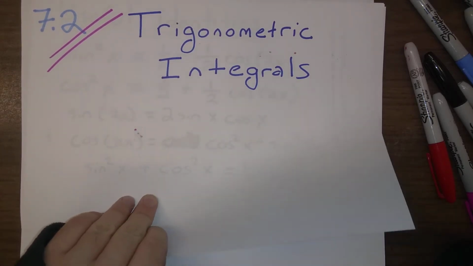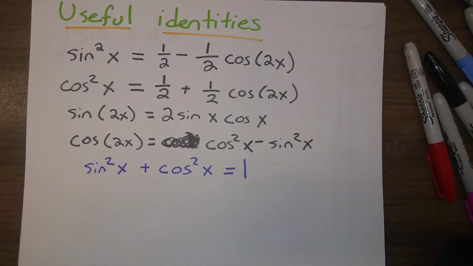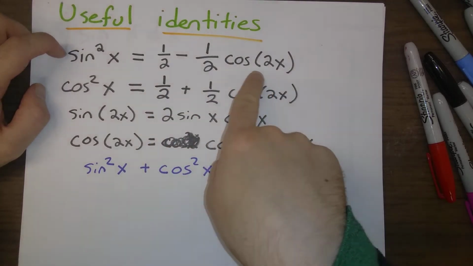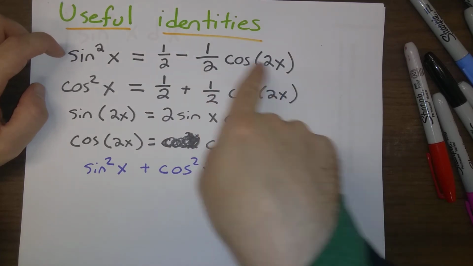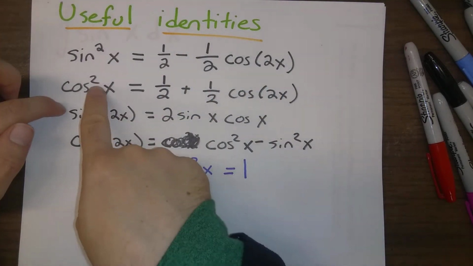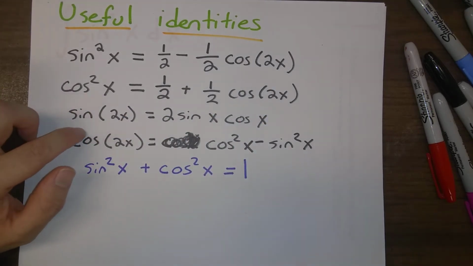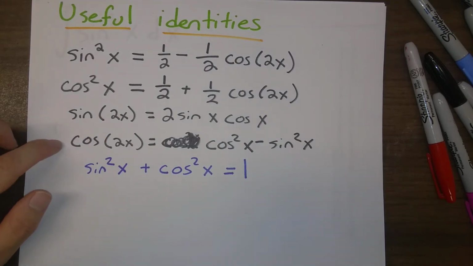Before we get into actually doing calculations, let me point out that there are lots of useful identities that you should be aware of and be ready to apply when we're doing these kinds of calculations. So sine squared of x, we can rewrite in terms of cosine of 2x. We want to get the power down. Ditto for cosine squared x, we can write in terms of cosine of 2x. Sine of 2x, we can write as a product here. Cosine of 2x is the difference of cosine squared x and sine squared x.